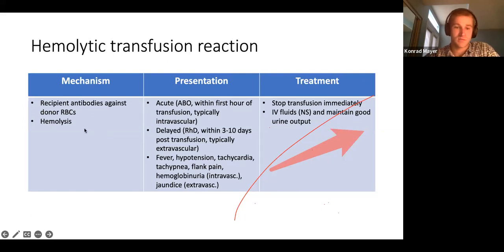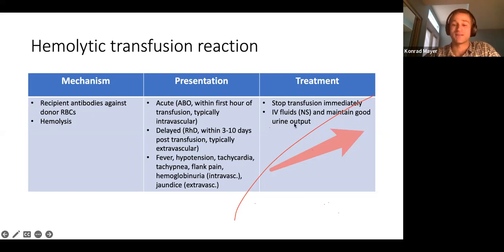So, to summarize, there's acute and delayed. Acute is the big one with the ABO incompatibility that can be prevented by the bedside test and correct typing of blood according to the ABO system. What is the treatment? To stop the transfusion immediately, because it is obviously the wrong transfusion. So if we're transfusing the wrong blood type, we need to stop the transfusion immediately and transfuse the right one the next time.